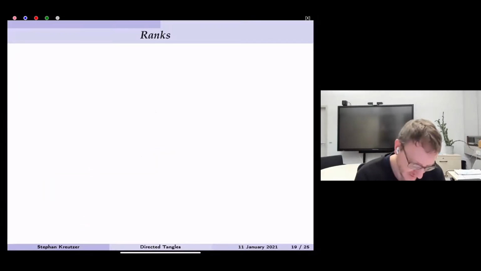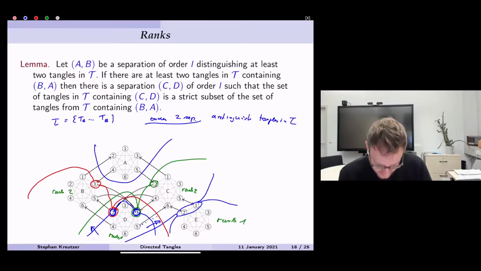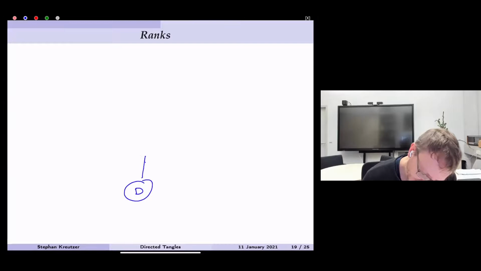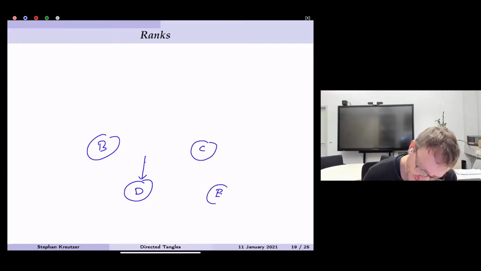So let's draw it here. Yeah? So what we get from this example would be we can take D as a node and then have an edge, and here we have the separation that distinguishes D from the others. And here we have B and C. And E, just to redraw the example.